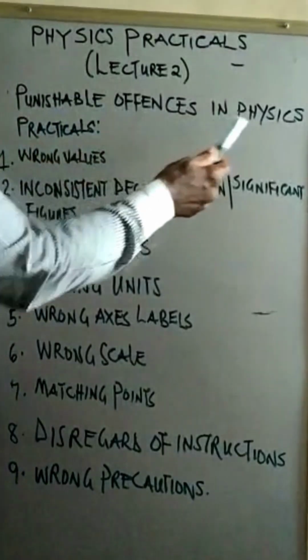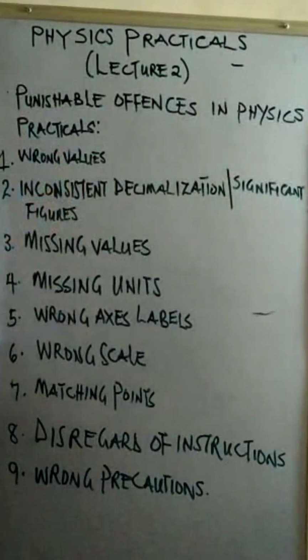So, there are 9 punishable offenses in physics practicals that you can possibly avoid. Join me in the class so that you can avoid them. Let's go. Punishable offenses in physics practicals, and there are 9 of them, as identified from the standard marking guide.